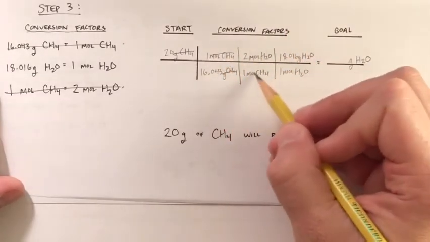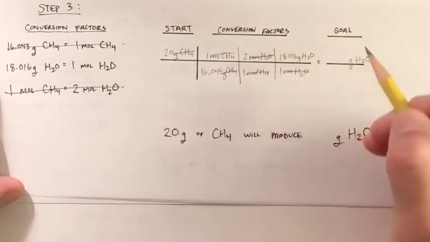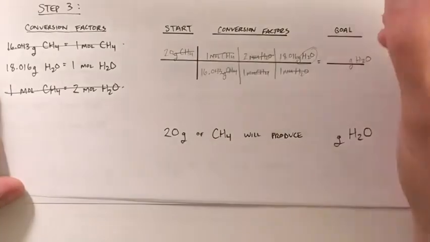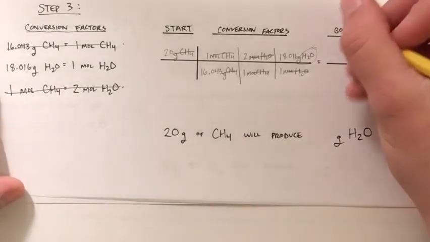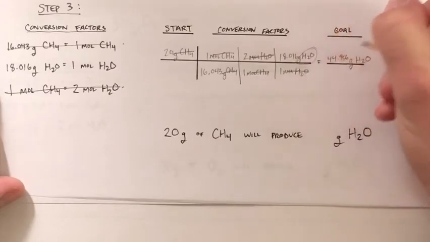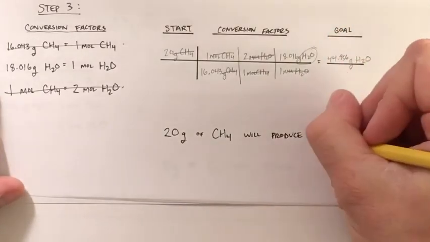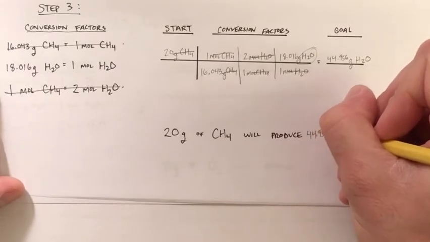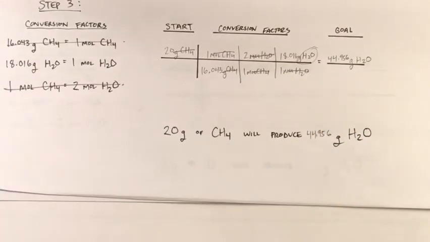All right, so moles CH4 canceled out, moles H2O will cancel out. We're left with grams of H2O, that is our goal formula. And once we plug all this into the calculator, our answer is 44.956 grams of H2O. Okay, so this is how much we can produce from that amount of CH4.